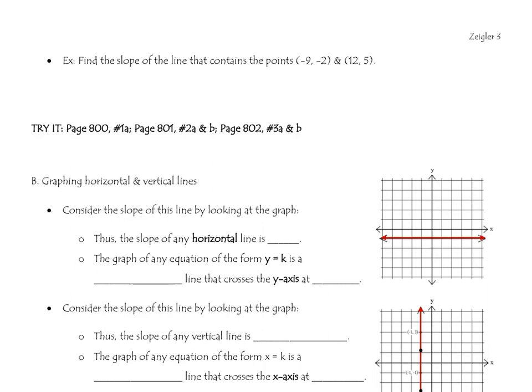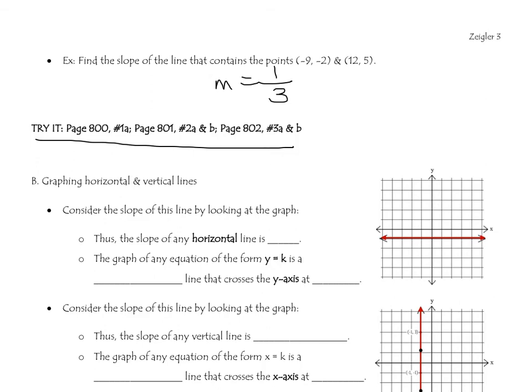Pause the video and find the slope of the line that contains the points (-9, -2) and (12, 5). Your answer should be that your slope equals 1/3. And if you need more practice, work these problems on pages 800, 801, and 802. The problems are in the columns on the side of the pages, and the answers are at the bottom of the pages.